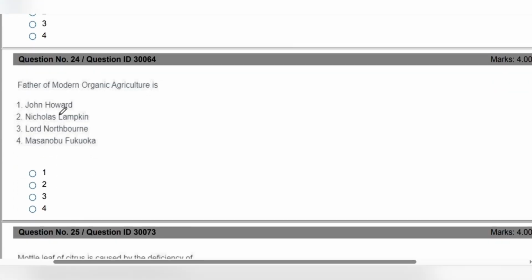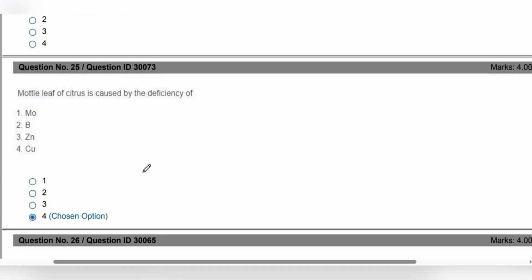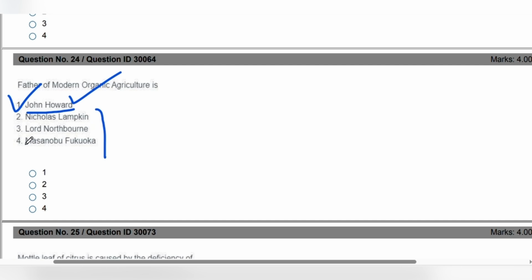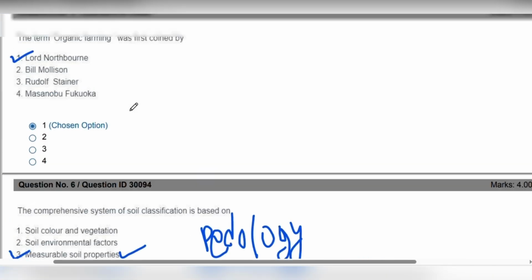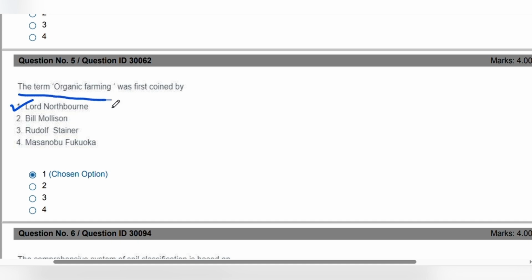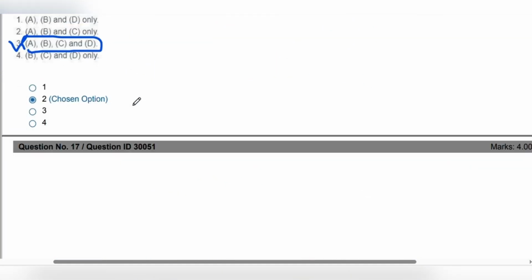Fine. Moving on, father of modern organic agriculture. This is also a very simple general agriculture question. You all should know, that is Howard. Father of modern organic agriculture is Howard. All right. Moving on. Here you can see the other names. Lord Northbourne, we have already answered. What did Lord Northbourne do? I think you all remember. He was the first to give the term organic farming, right? All right. So we have made a considerable progress.